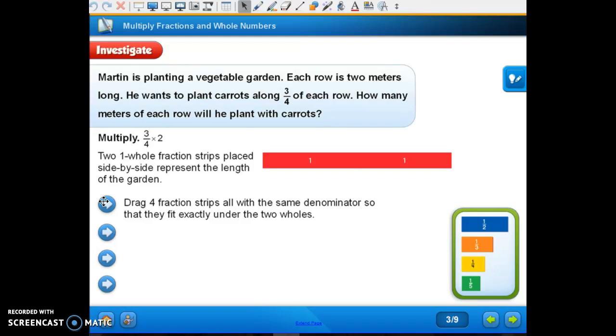Drag 4 fraction strips, all with the same denominator, so they fit exactly under the 2 whole number. So what fraction strip could I use that I would get 4 of them? 1/2. Okay, so they want you to put 4 1/2s. So you're going to have to get into both your fraction bags and get out the halves. Just remember where they go.